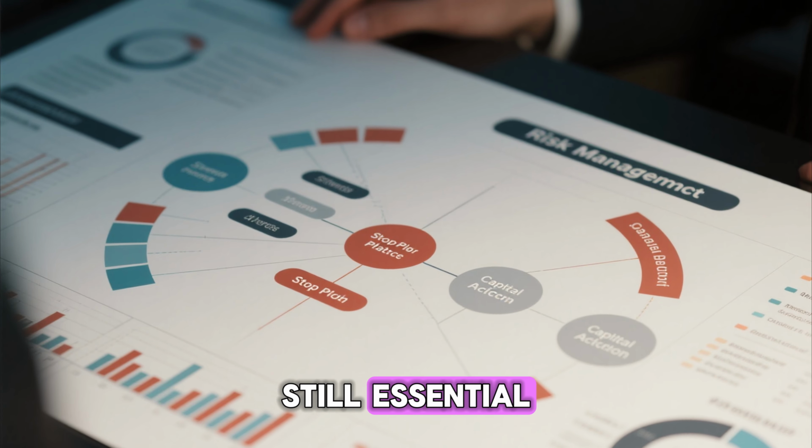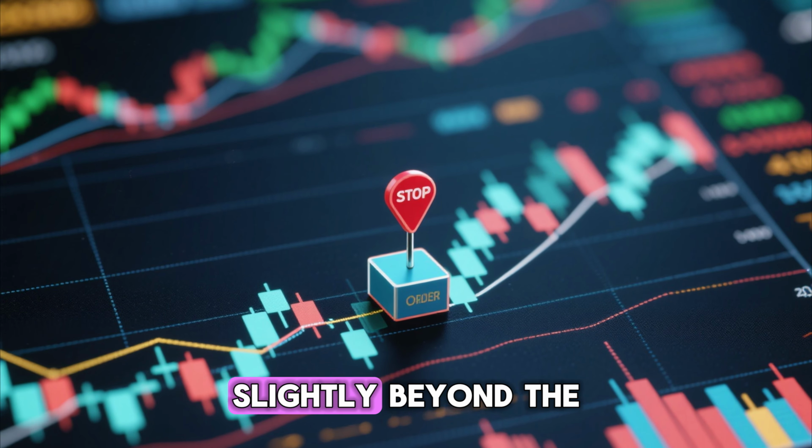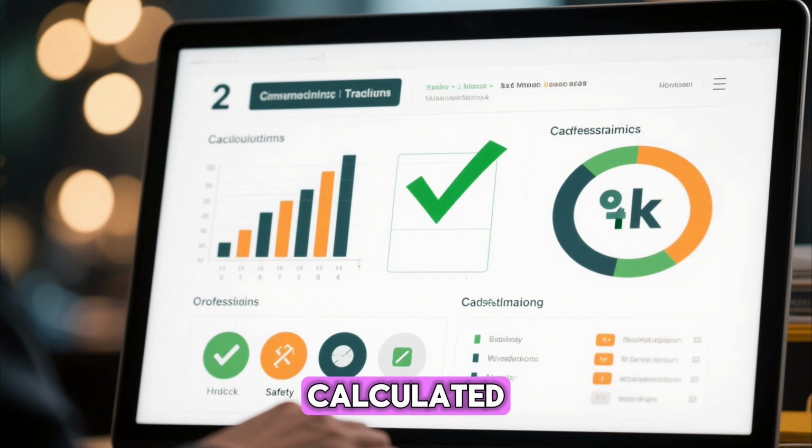Risk management is still essential. Order blocks are zones, not guarantees. Set stop loss slightly beyond the block. Target the next structure level for profit. This keeps your trade safe and calculated.